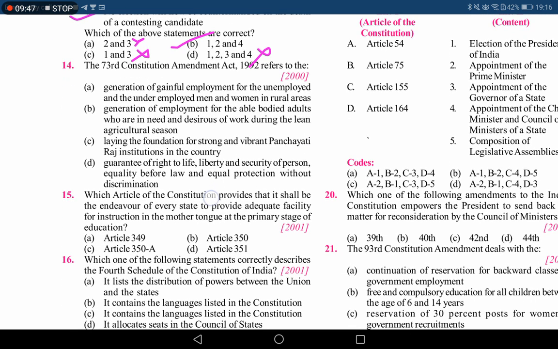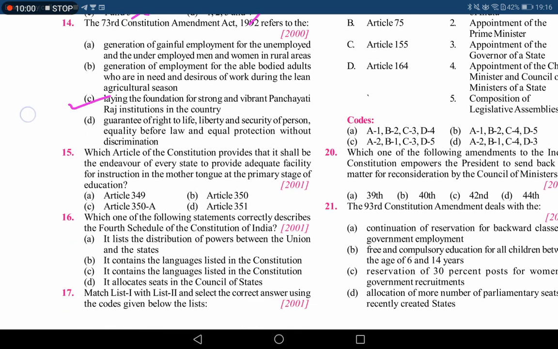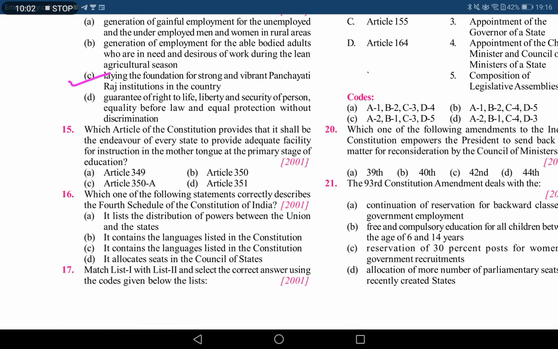Next we have question number 14. It is talking about the 73rd Constitutional Amendment Act 1992. Obviously the 73rd Constitutional Amendment Act was regarding the Panchayati Raj institutions. So option number C becomes the correct answer. Then next we have, which article of the Constitution provides that it shall be the endeavour of every state to provide adequate facility for instruction in the mother tongue at the primary level of education. So option number C, Article 350A talks about this.